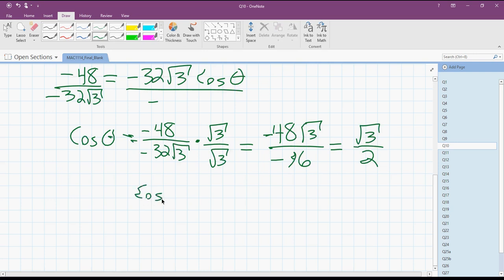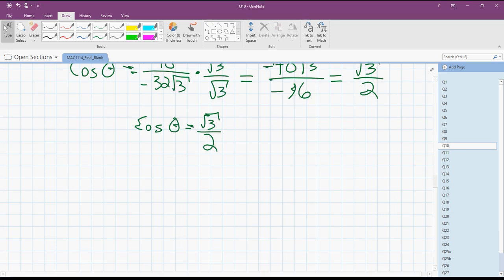So what you're looking at is when is cosine square root of 3 over 2? And you will find 2 answers, but only one of them makes sense because one of them is outside the realm of being an actual triangle. 30 degrees? Yeah.